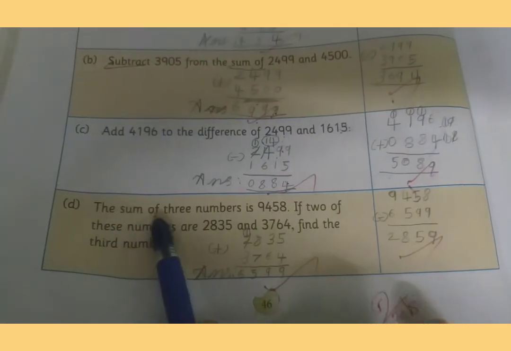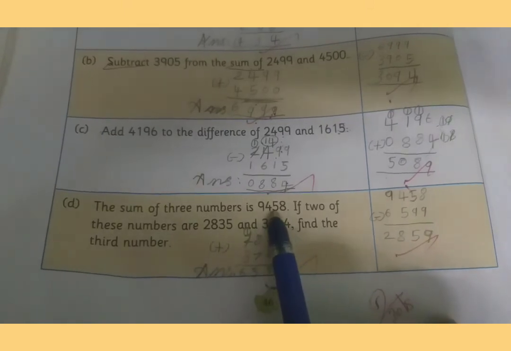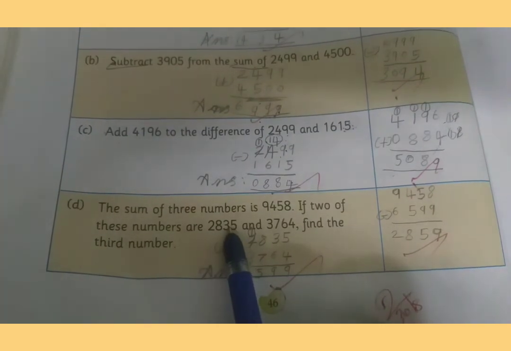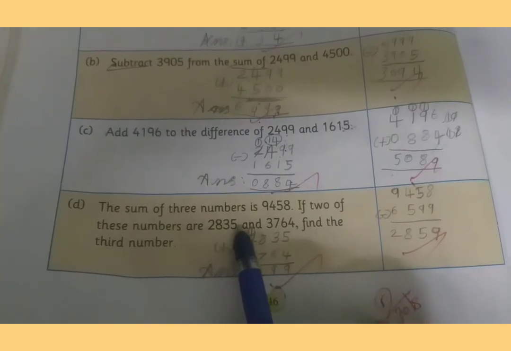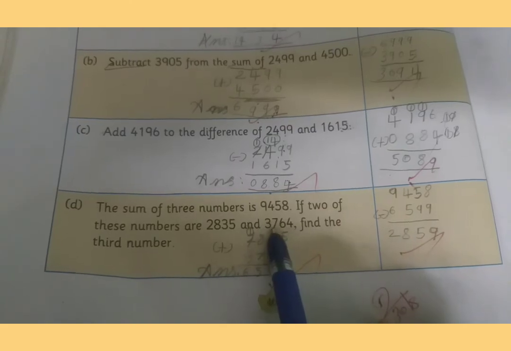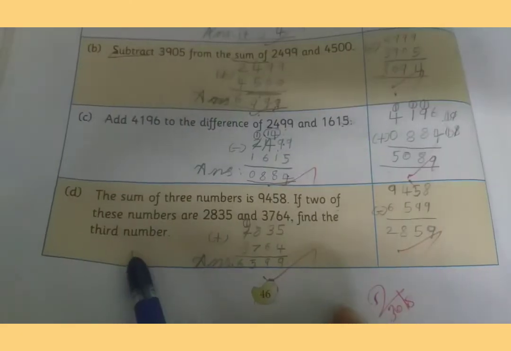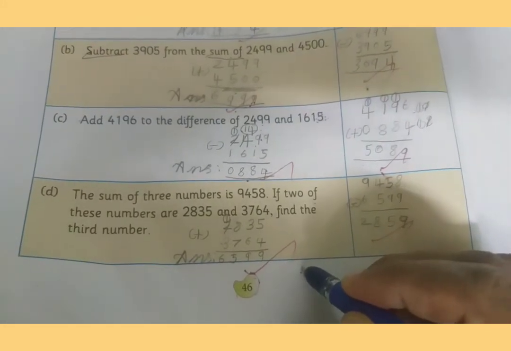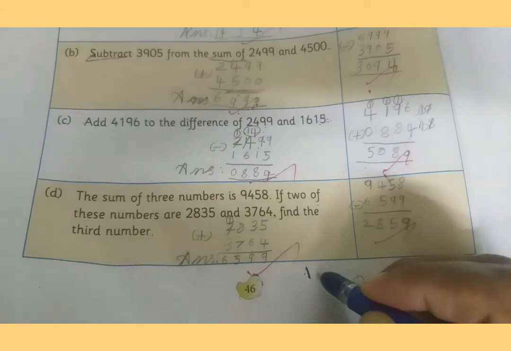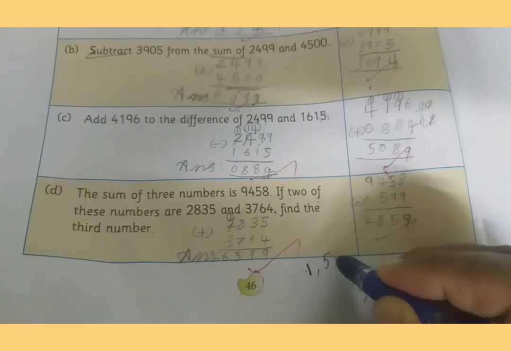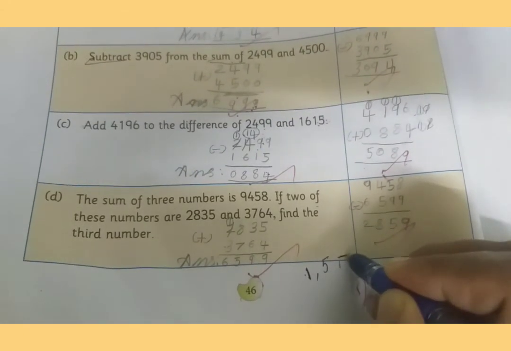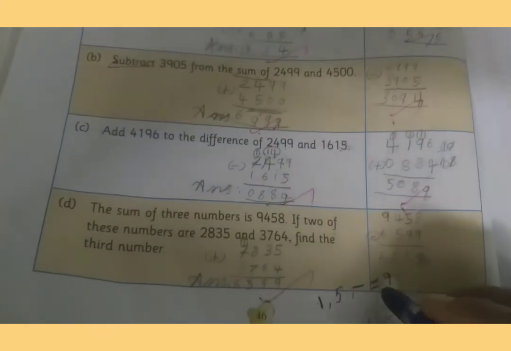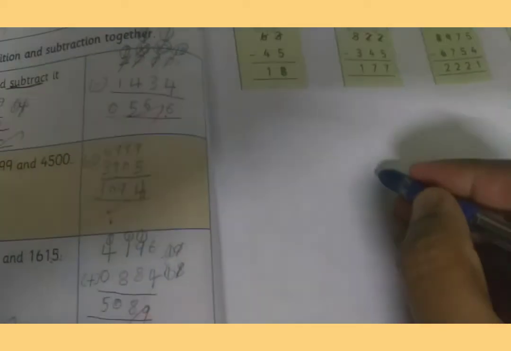And here, the sum of three numbers is 9458. If two of these numbers are 2835 and 3764, find the third number. Okay, they have already given the two numbers, one number here and another there, and we have to find the third number. The answer is 9. Okay, this is just a small method. Okay, fine.